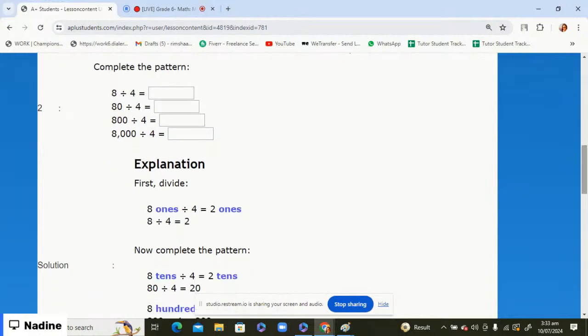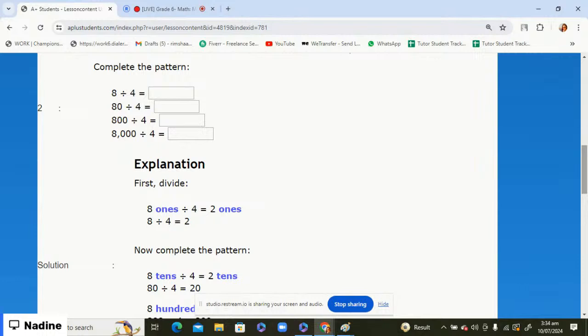So this one, check it out. Here they are asking 8 divided by 4, what is the answer? So 8 divided by 4 is 2. Because when we put 8 inside the division and 4 outside, 4 times which number is 8? 4 times 2 is 8. Okay. And 80 divided by 4 is 20.